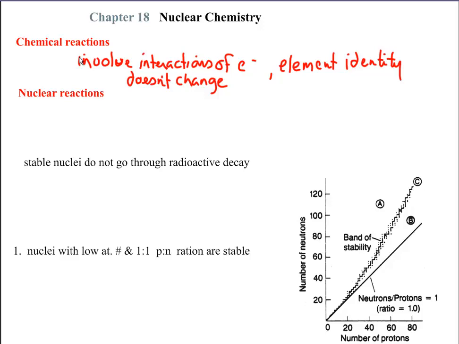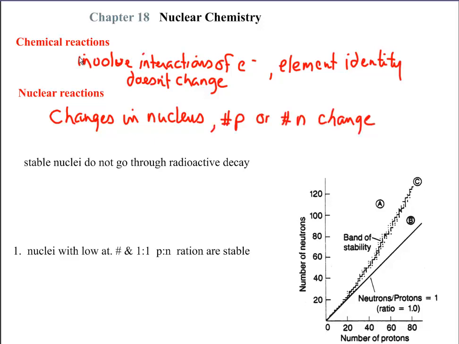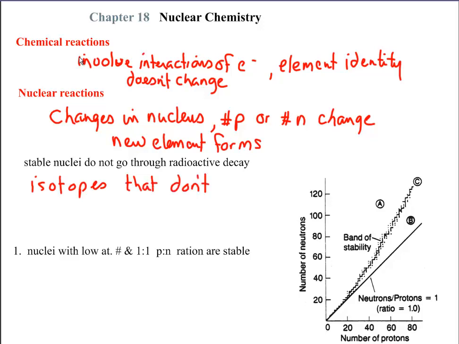That's different when we're looking at nuclear reactions. The identity of an element changes when we have a nuclear reaction. We have changes going on in the nucleus in the form of radioactive decay. We have two kinds of isotope. In a nuclear reaction, the number of protons or the number of neutrons change, and what we get then is a new element. Stable nuclei don't go through radioactive decay, so isotopes of elements that are stable don't change.